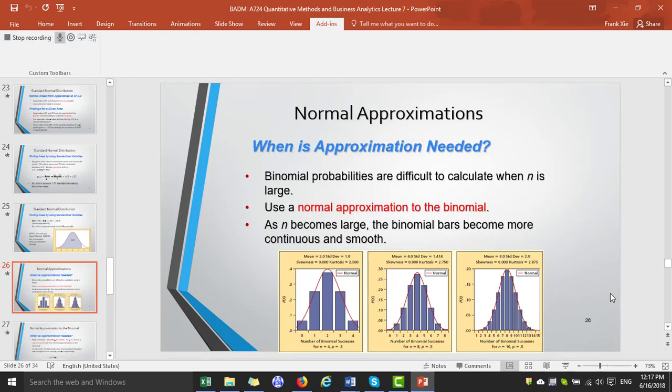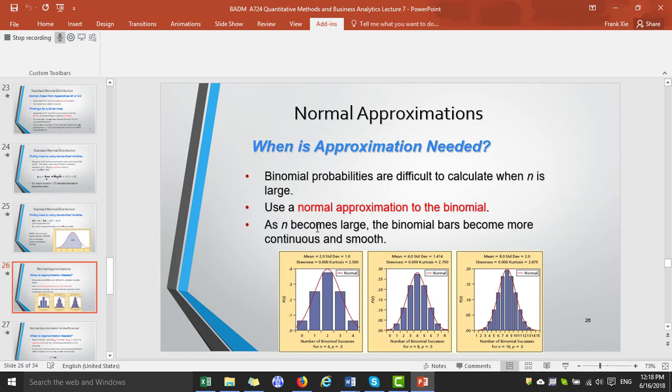Okay? Normal approximations. Since the normal distribution is so easy to use and so widely used, and sometimes other probability distributions are harder and more difficult to use, we normally try to use normal distributions to approximate other distributions. So when is approximation needed? Binomial distribution. Remember binomial we talked about? Binomial probabilities are difficult to calculate when n is large, but we can use a normal approximation to the binomial.